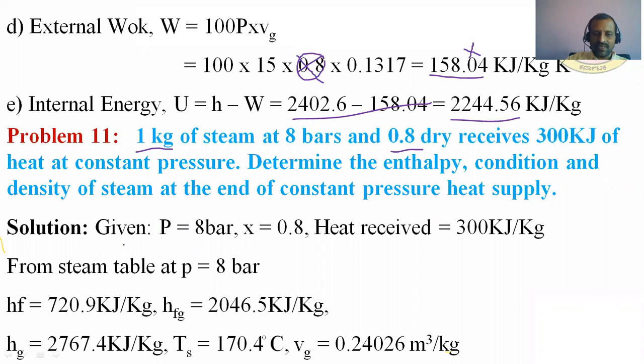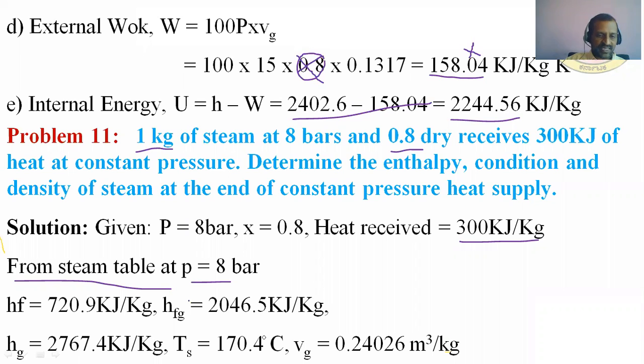So write the given data. Given is P is 8 bar, x is 0.8, and heat received is 300 kilojoules per kg. Then from the steam table, refer again to the steam table for P is 8 bar. If you have the RS Kurmi book, open page number 11. Again, refer to 8 bar pressure and move horizontally.